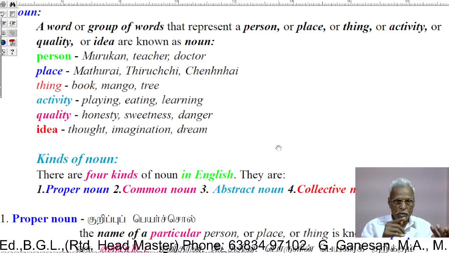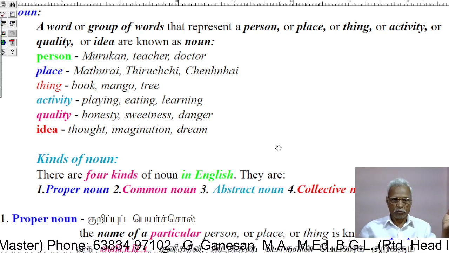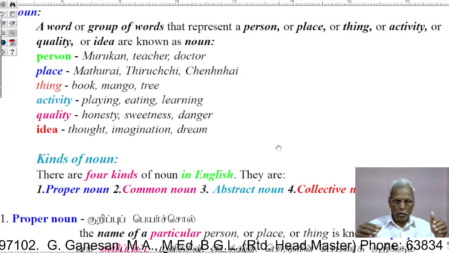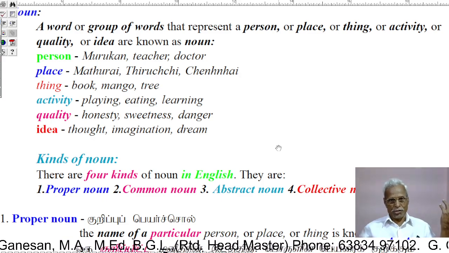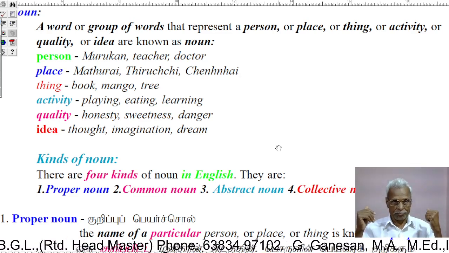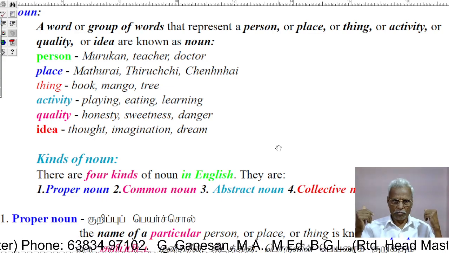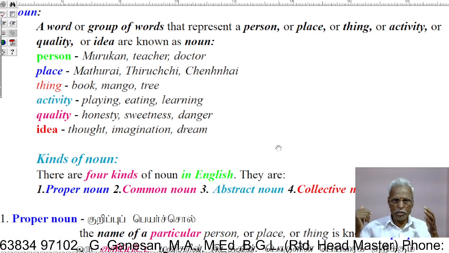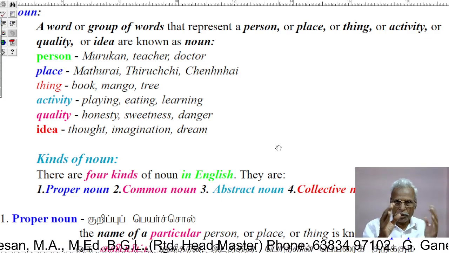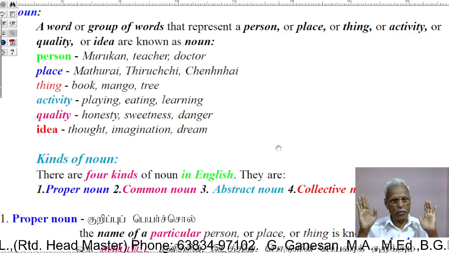These are persons. A place: Madurai, Tiruchi, Chennai. Thing: book, mango, tree. Activity: playing, eating, learning. Quality: honesty, sweetness, danger. Idea: thought, imagination, dream. So a word or words representing a person, a place, a thing, an activity, a quality or an idea is known as a noun.